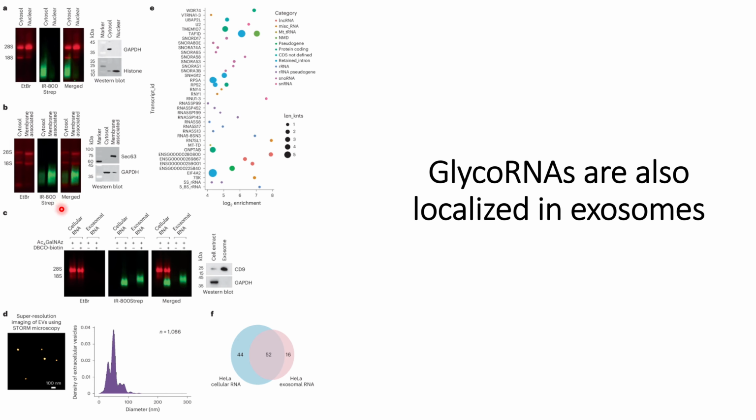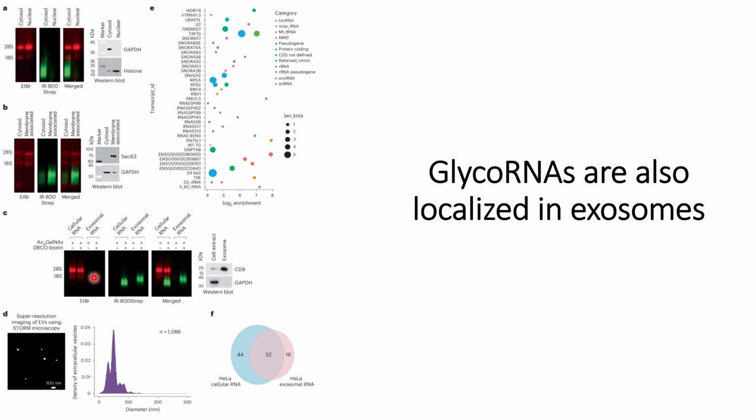Thereafter, from their literature research, they hypothesized that some of the GlycoRNAs might also be present in extracellular vesicles, more precisely in the exosomes. So they purified these exosomes and checked the RNA contents. Since from the previous results they saw GlycoRNAs only in the Ac4GalNAz treated cells, they used only those treated conditions and checked the cellular RNAs and exosomal RNAs.